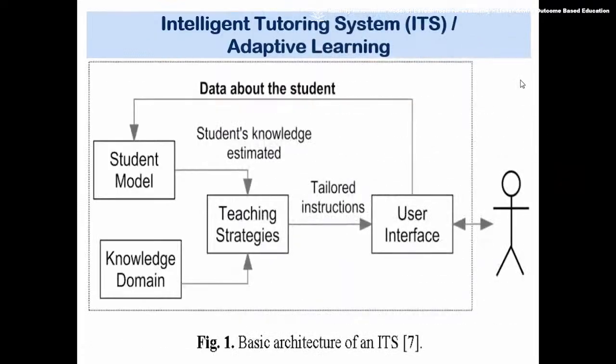So this is an ITS model, which is the Intelligent Tutoring System or Adaptive Learning Model, wherein the content delivery is given based on the capability of the student. It shows that tailored instructions are given to the student, wherein the capability of the student is judged and the data is fed back, and the knowledge domain and the teaching strategies are tweaked and tailored as per the capability of the student. This is called the Intelligent Tutoring System or Adaptive Learning.